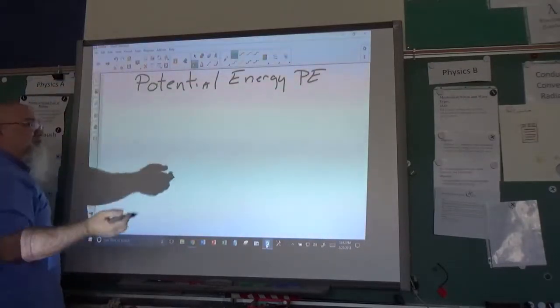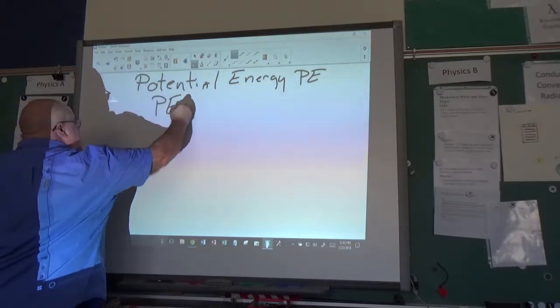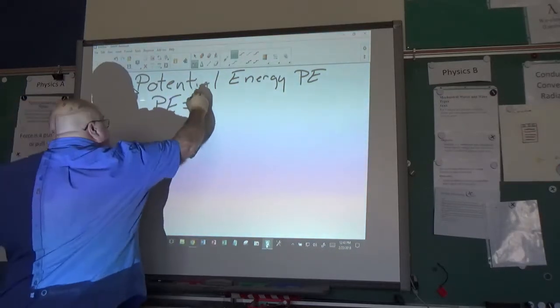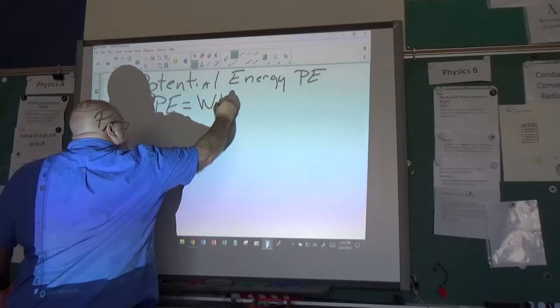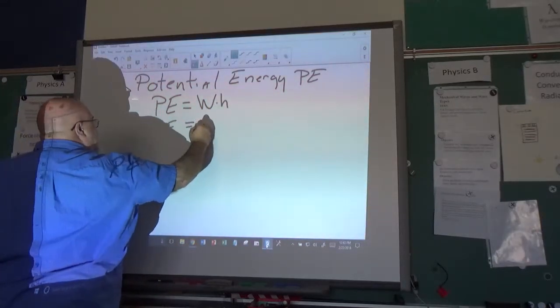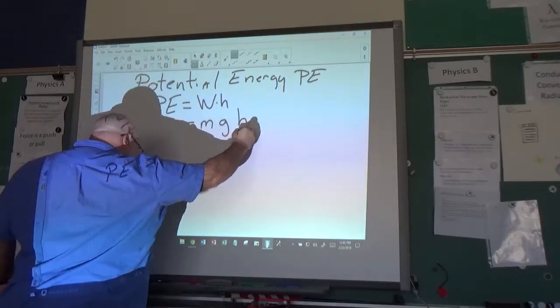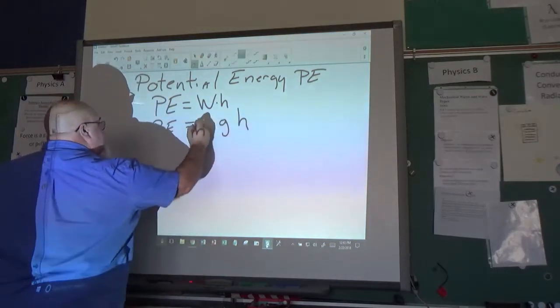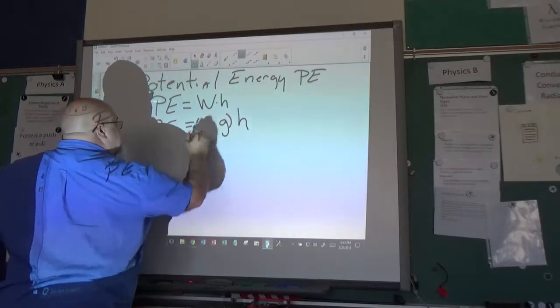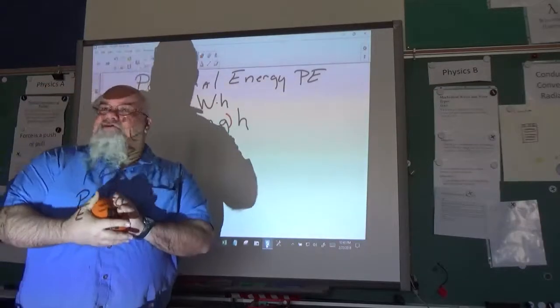And we studied particularly gravitational potential energy, and we had a formula for it. Potential energy equals weight times height. Or we could also say potential energy equals mass times gravity times height. Remember, mass and gravity is the same thing as weight. So we can break it apart.